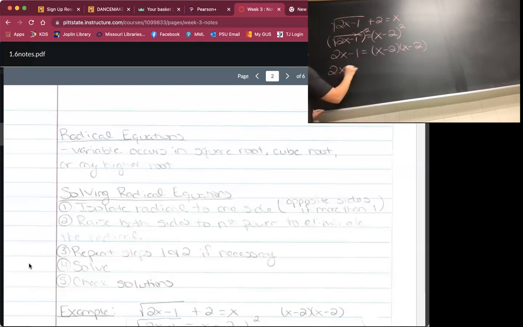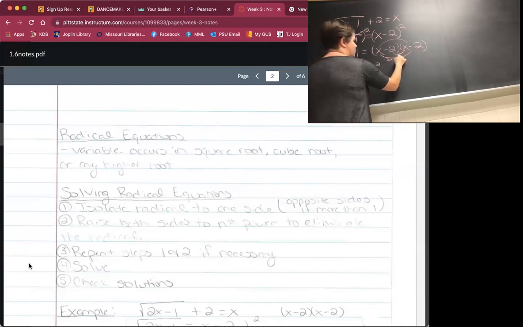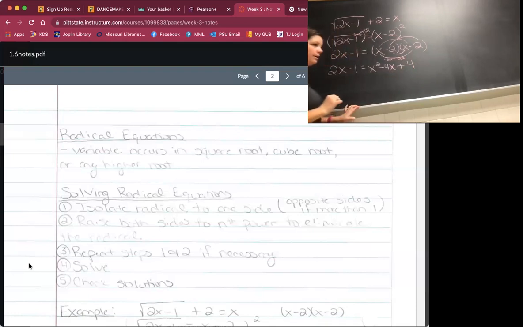So 2x minus 1 equals, when you FOIL, you do first, which is x squared, outer, which is minus 2x, which I'm going to write really small right there, because then I have my inner, which is minus 2x, so that gives me a minus 4x. And then I have my last, which is negative 2 times negative 2, which gives me a positive 4.